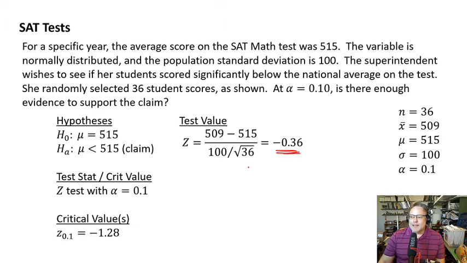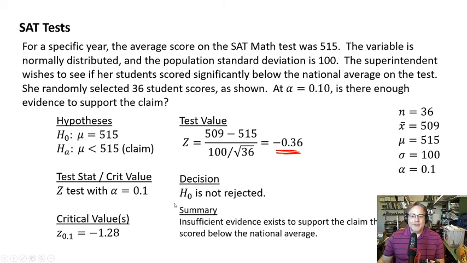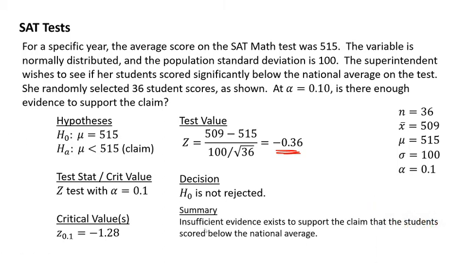Negative 0.36. Interesting. Well, that's not more extreme than the critical value here. So even though we're seeing a difference in the average here being less than 515, it's not enough of a difference to specifically conclude with any level of certainty that the average among the students is anything different than 515. So it's not significant in its difference. So the summary of this is that insufficient evidence exists to support the claim that the students scored below the national average.